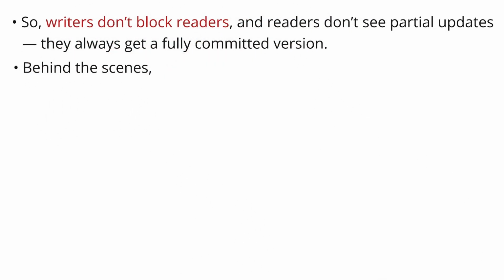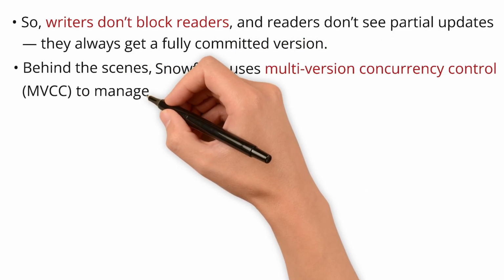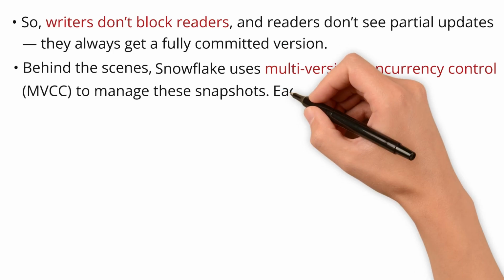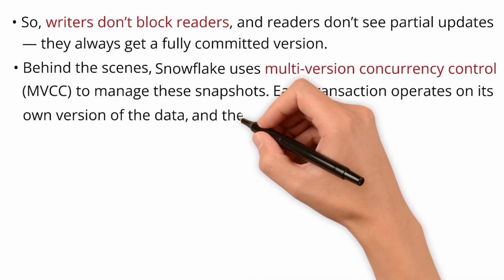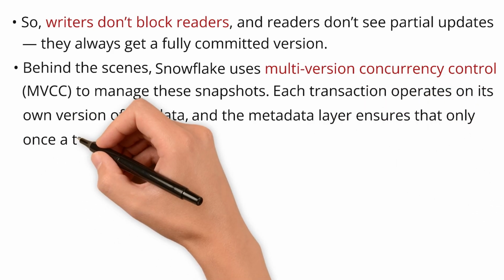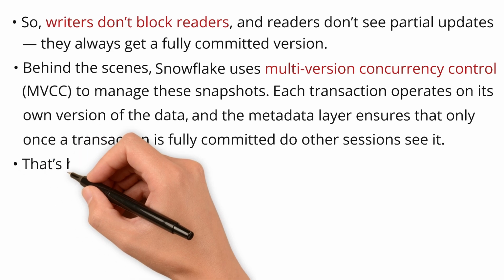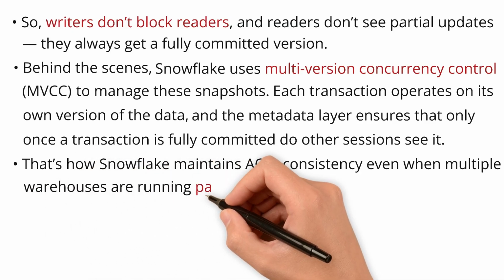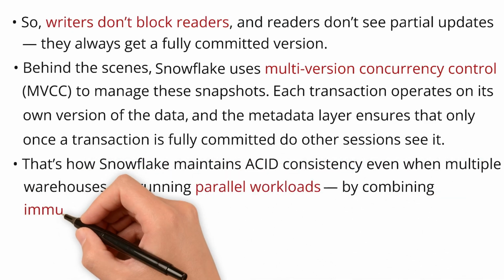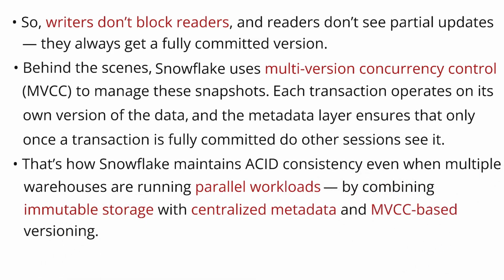Behind the scenes, Snowflake uses multi-version concurrency control to manage these snapshots. Each transaction operates on its own version of the data, and the metadata layer ensures that only once a transaction is fully committed do other sessions see it. That's how Snowflake maintains ACID consistency even when multiple warehouses are running parallel workloads, by combining immutable storage with centralized metadata and MVCC based versioning.